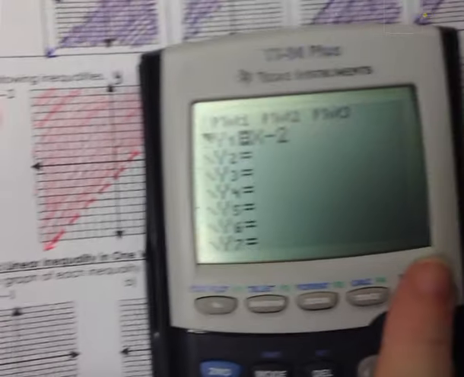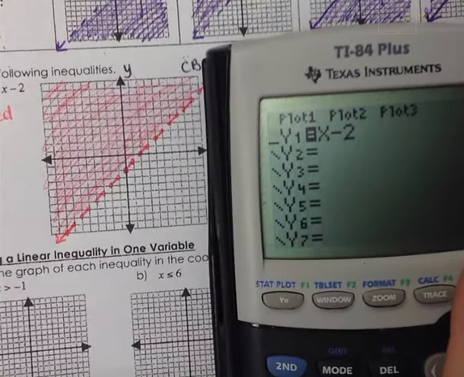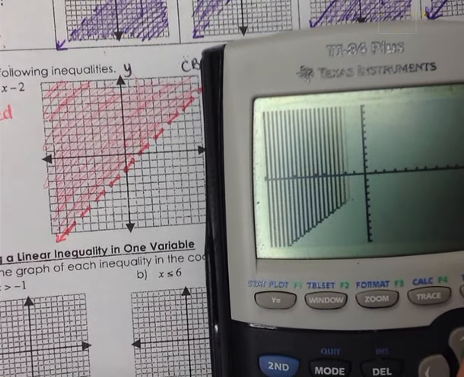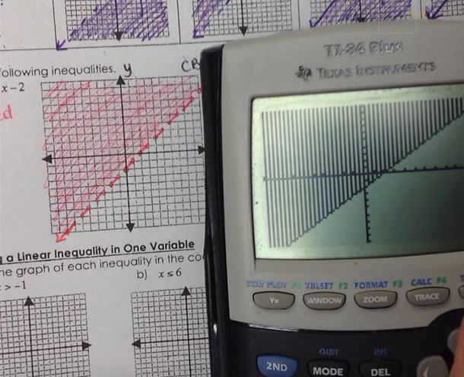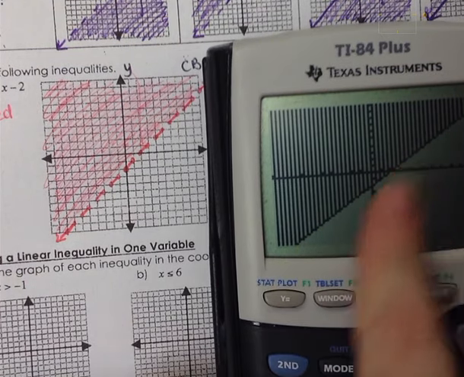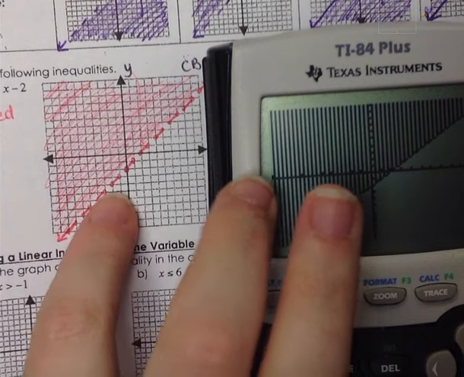So I'm going to press graph and make sure that it looks the exact same as on my paper. It's the same shading and the same line, except that my line on here is solid because I know that it needs to be dotted. The calculator is more beneficial for the shading aspect.